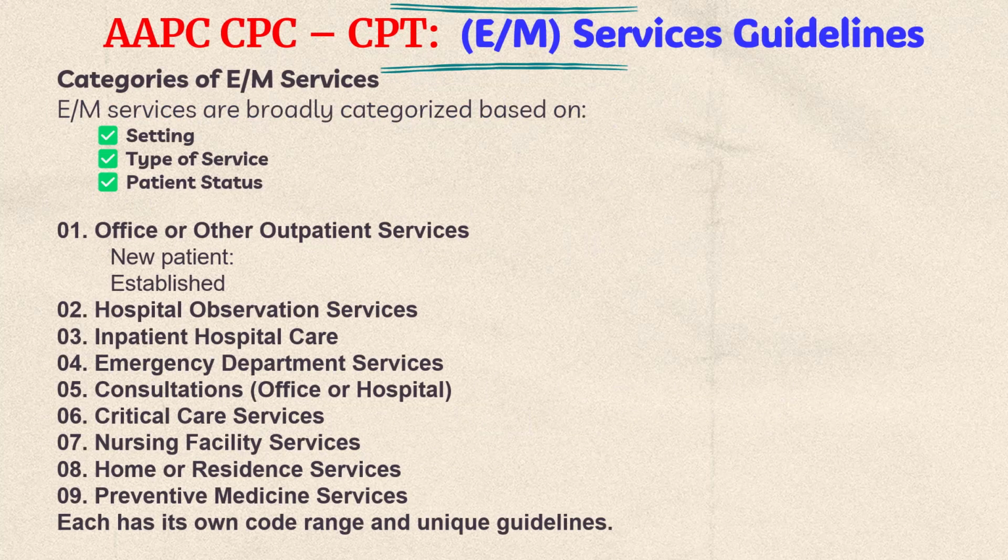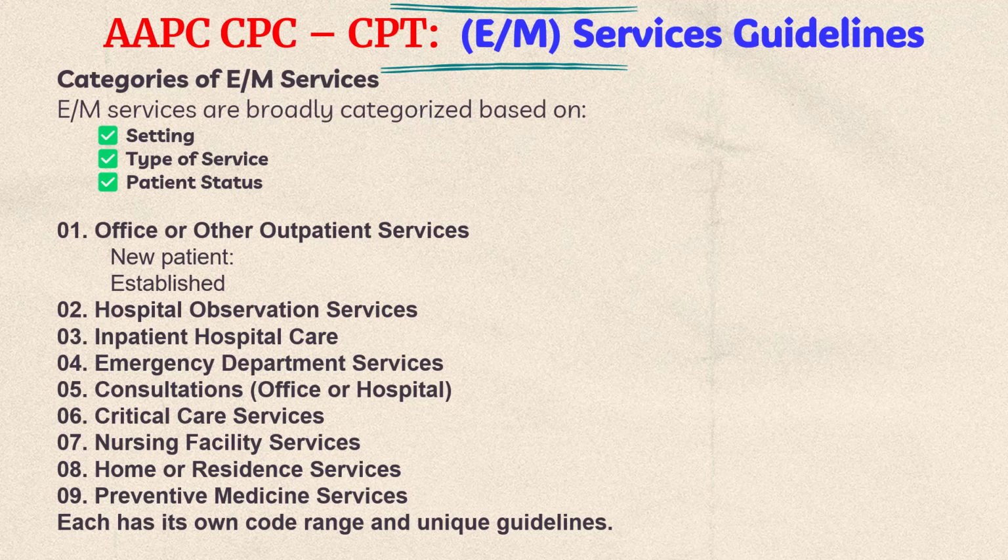So when you take the categories of EM services, the EM services are broadly categorized based on the setting, type of service, and the patient status. So there are so many categories available. For example, office or outpatient services that can be divided into new patient and established. Then the hospital observation services. Now the hospital observation services are included in the inpatient hospital care. Now the topic goes as hospital observation services and inpatient hospital care.